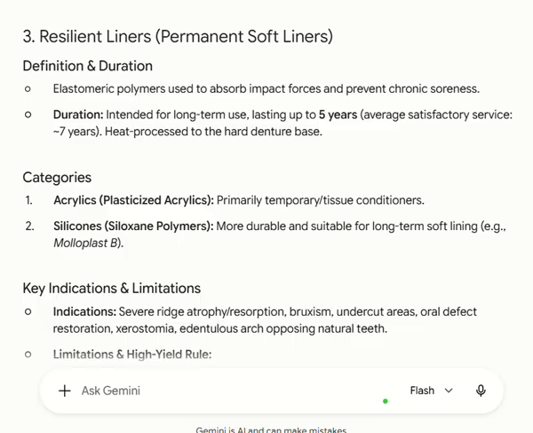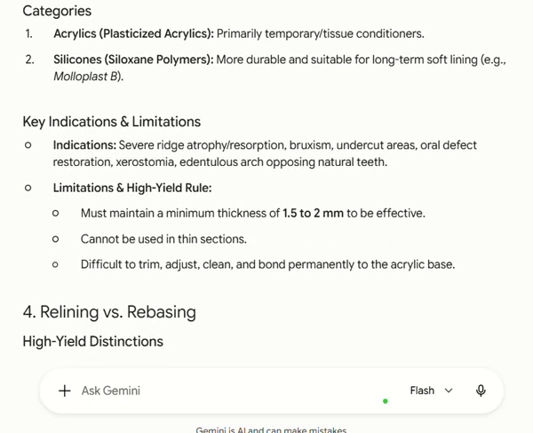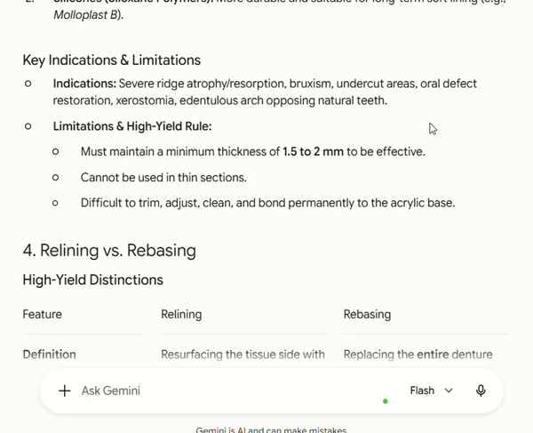Categories: acrylics, plasticized acrylics, primarily temporary, tissue conditioners. Silicones, siloxane polymers, more durable and suitable for long-term soft lining, e.g., Molloplast B. Key indications and limitations. Indications: severe ridge atrophy, resorption, bruxism, undercut areas, oral defect restoration, xerostomia, edentulous arch opposing natural teeth. Limitations and high yield rule: must maintain a minimum thickness of 1.5 to 2 mm to be effective. Cannot be used in thin sections. Difficult to trim, adjust, clean, and bond permanently to the acrylic base.